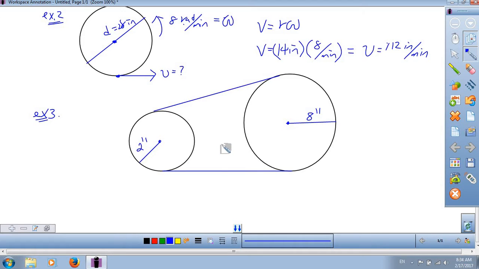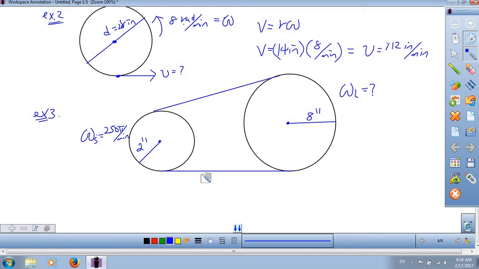So what is the angular velocity of the larger wheel? If the angular velocity of the smaller wheel is 250 pi radians per minute, how do we find the omega of the larger wheel?